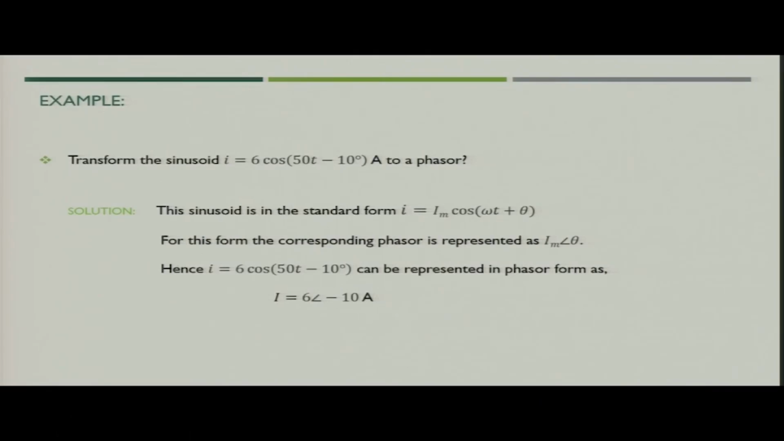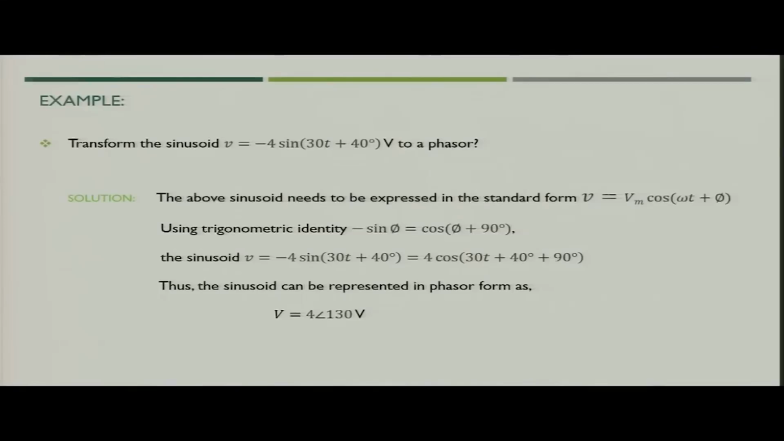Now, before closing, let us take a couple of examples. If you are asked to transform the sinusoid I is equal to 6 cos(50t minus 10 degree) to a phasor, what will you do? You will simply compare it with the standard sinusoid, and in phasor terms you just have to represent the amplitude and the phase angle. The amplitude is 6 and the phase angle is minus 10 degree. So, we write 6 angle minus 10 degree ampere as the phasor representation of the given sinusoid.